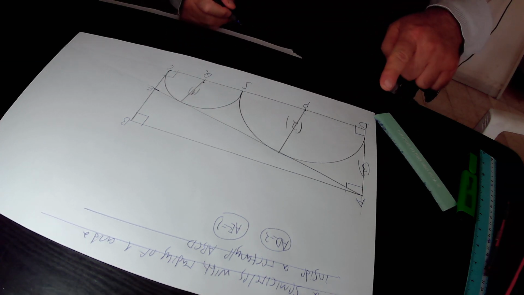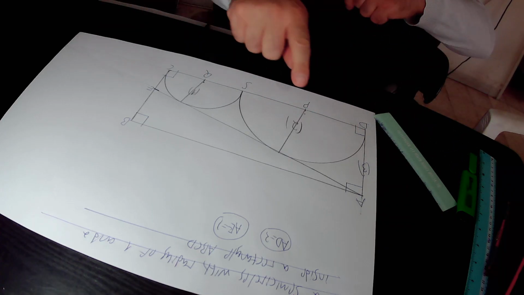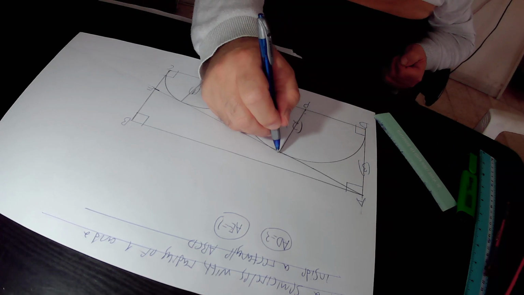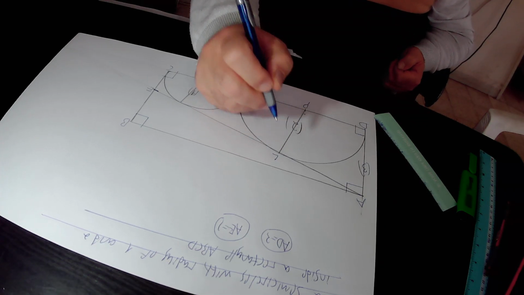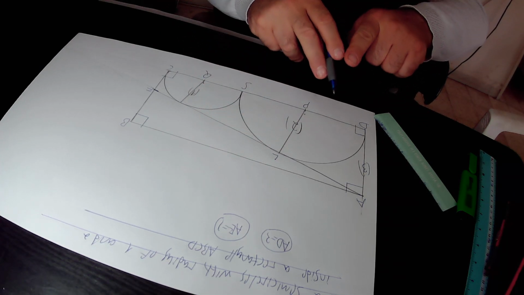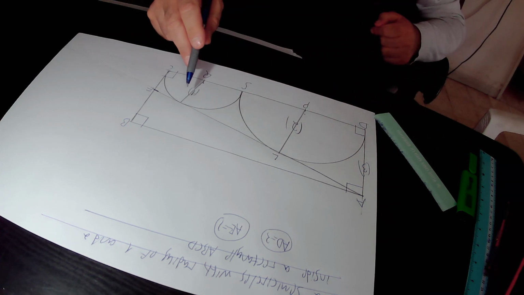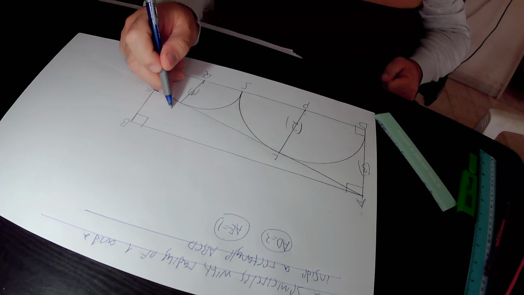We'll define the point of tangency of tangent AE with this big semicircle. This point is point L. And finally, we'll define the point of tangency of tangent AE with this small semicircle. This point is point G.